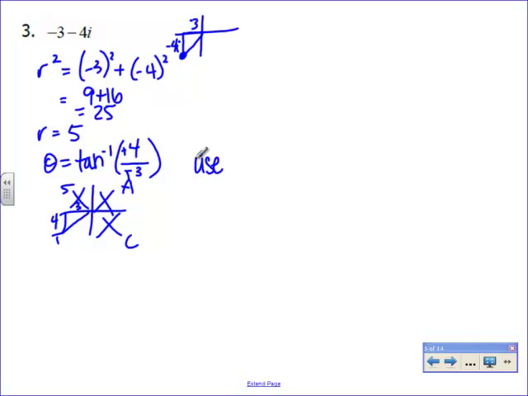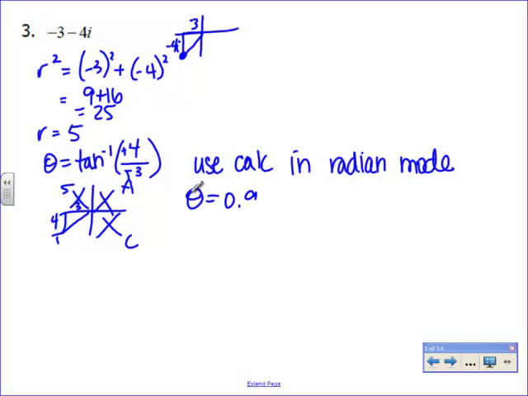Because it asked for radians, we're going to use the calc in radian mode to find this angle. When I do, it's going to give me a theta of 0.927. 0.927 radians is a first quadrant angle. So it gave us the other option. We know that that is our reference angle, so we know that's sitting here.